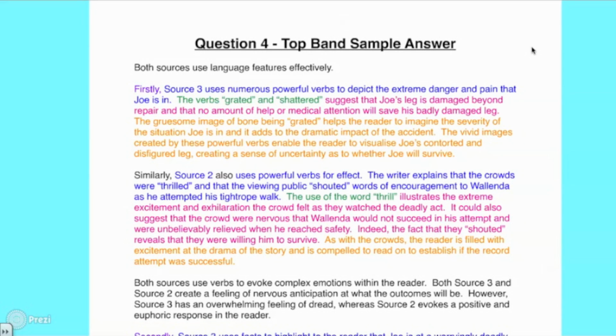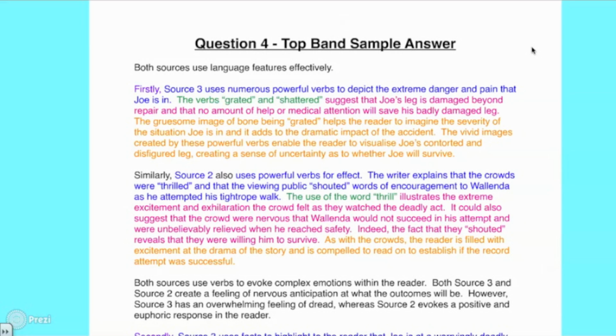So, as I said, I've started my answer with both sources use language features effectively. Immediately I have got my comparison there, and that's what I would like you to start your answer with in the exam. Then I've said, firstly, source 3 uses numerous powerful verbs to depict the extreme danger and pain that Joe is in. That's my point.